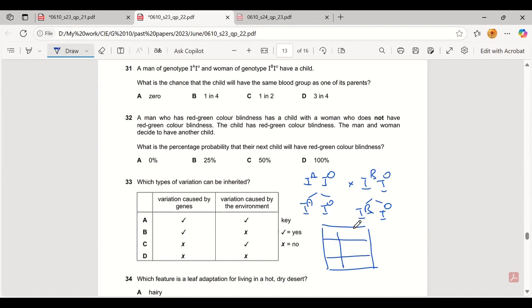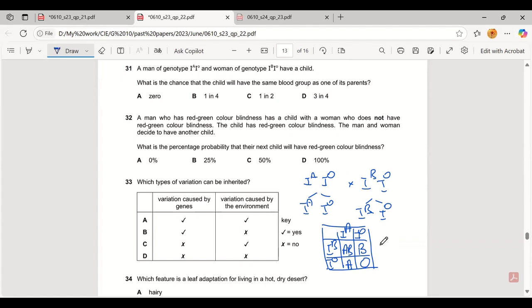Your turn, Sajim. IAIO, IBIO. What are you going to write in the first box? IAIB. Yes, but I will write AB only because the box is very small. What about the second cross, the second result? Blood group B. Okay, but heterozygous, of course. What about the third? A. And the last one? O. Okay, can you give me an answer, please?